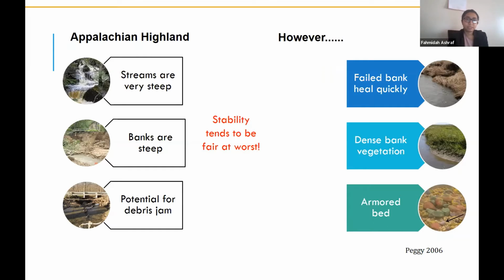So here streams are very steep, banks are steep. There is also potential for debris jam, but we tend to say for this reason that stability tends to be fair at worst, because although we have highly unstable stream channels, failed banks do heal quickly if we do not disturb any vegetation, if the watershed is not disturbed by human intervention. Failed banks heal very quickly. We also have dense bank vegetation. We have armored bed, so we have some protection against bed erosion.